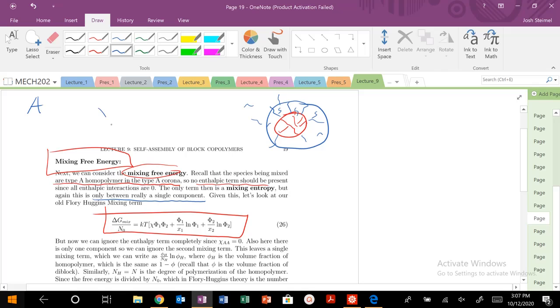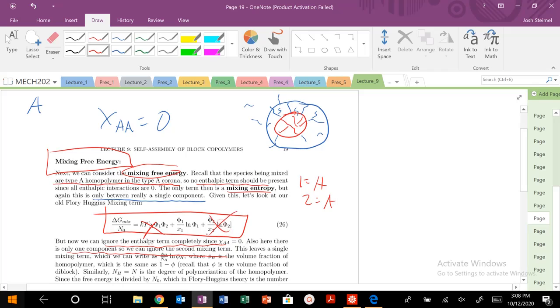There's really only, basically, mixing between a single component. So what is chi AA? Well, that's equal to 0. So we know this enthalpic term is gone. So the only term is the mixing entropy, and this is only really between a single component. So we can ignore enthalpy, and there's only one component, so we can ignore the second mixing term, right? Because if we just have species 1 equal to A, species 2 equal to A, we are just looking at basically mixing in the corona the volume fraction of our homopolymer.